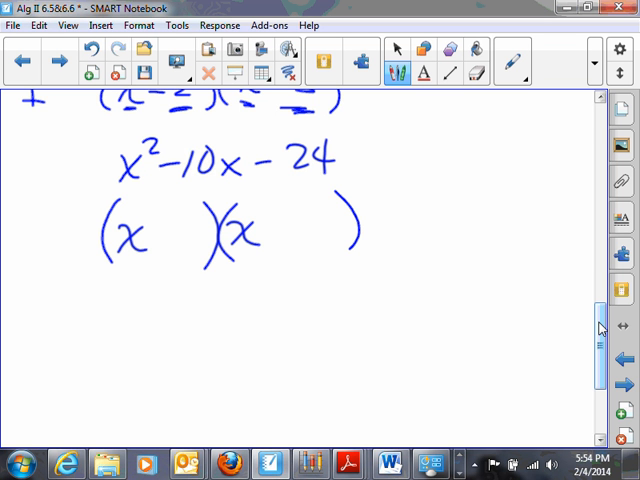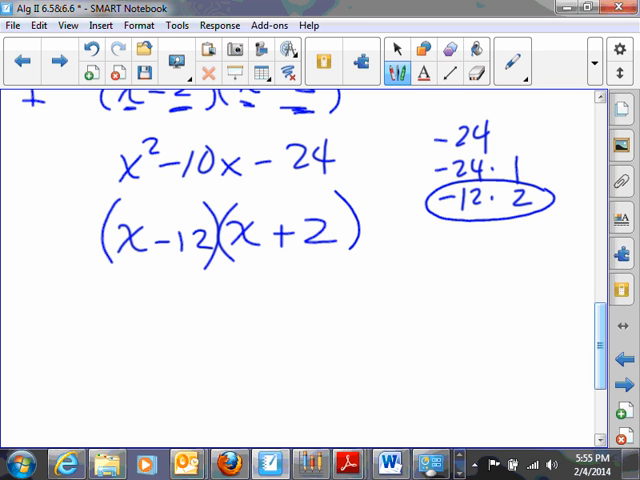Now, I happen to know what it is. You probably know what it is too, but let me just illustrate this. One of the ways to figure that out, if you don't know what the two numbers are, is to list the factor pairs of this number. So we could say, well, how about negative 24 times 1, negative 12 times 2, and actually that's the pair right there. So we would say x minus 12 and x plus 2. Notice, minus 12 plus 2.